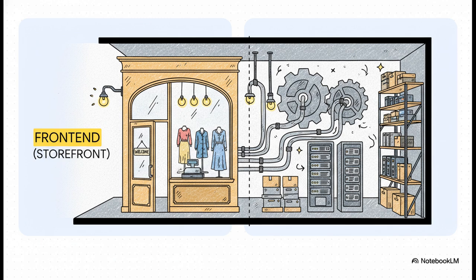Now the back end, that's the engine room or the warehouse out back. It's where all the data is stored, where the heavy lifting logic is processed, and where the real work gets done, using powerful tools like Python and FastAPI. You never see it, but that storefront couldn't possibly function without it.